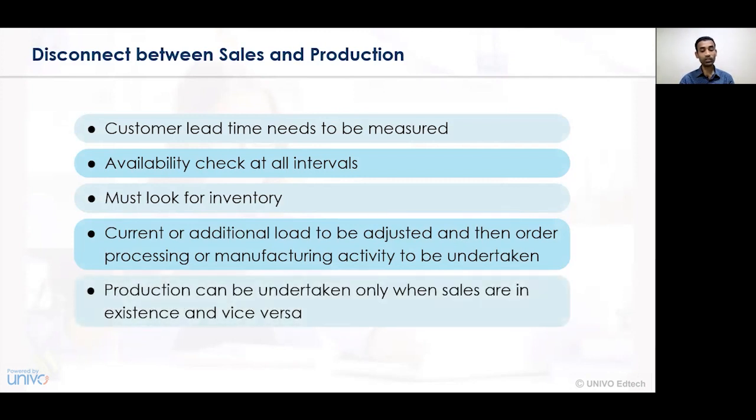Production can be undertaken only when sales are in existence. Unless there is demand for a certain product, the selling or supply activity cannot be undertaken. So, for an effective supply strategy to exist, there should be a demand for a particular product. And when there is a supply for a particular product, equally there should be a demand for it. And vice versa, when there is a demand for a particular product, there should be a supply for it in the market.